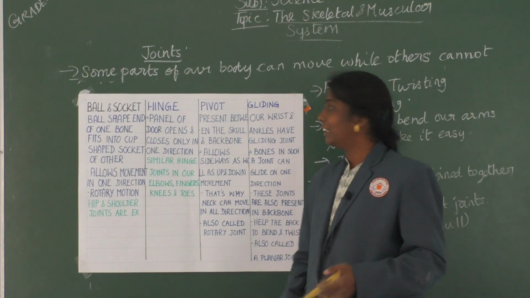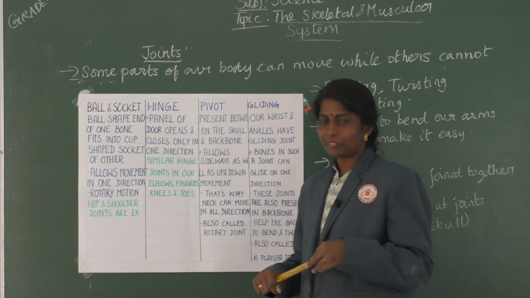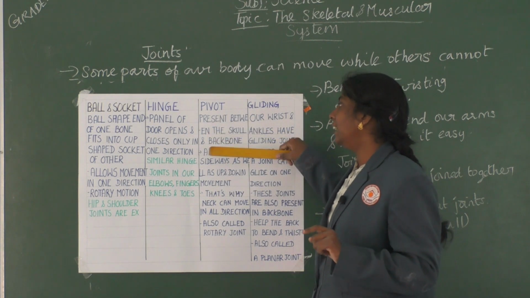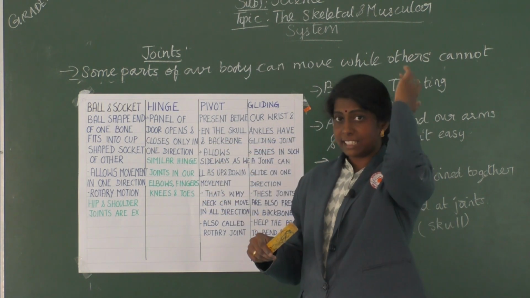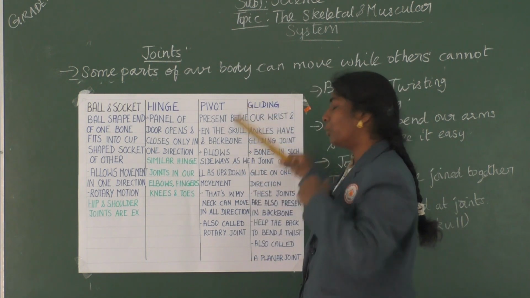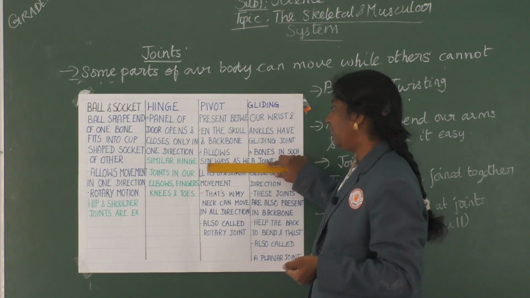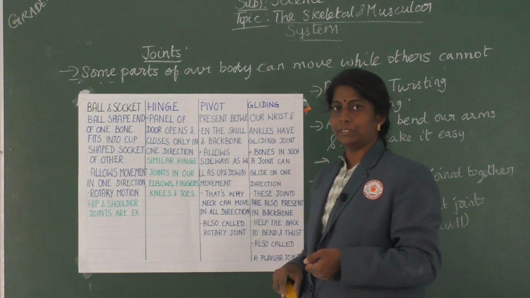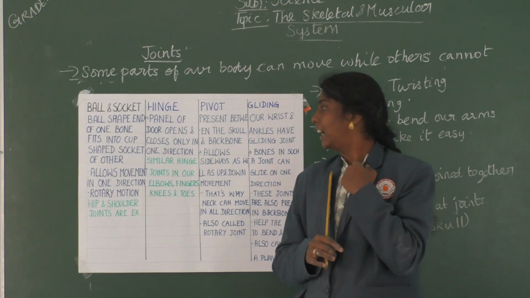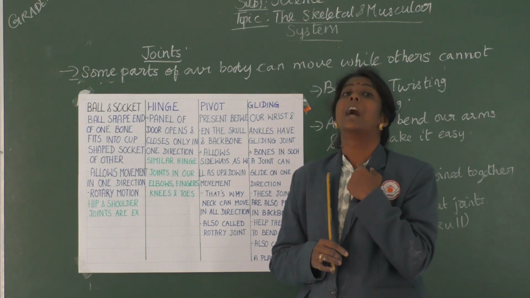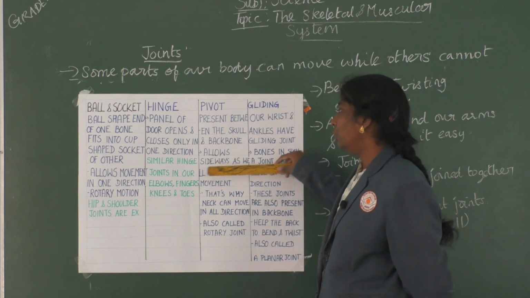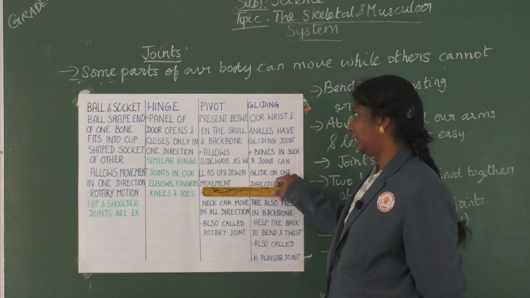Now about the third joint, the pivot joint. The pivot joint is present between the skull and the backbone. It allows sideways as well as up and down movement. We can move our neck sideways like this, and then up and down and sideways, isn't it? That's what it is. It allows sideways as well as up and down movement.